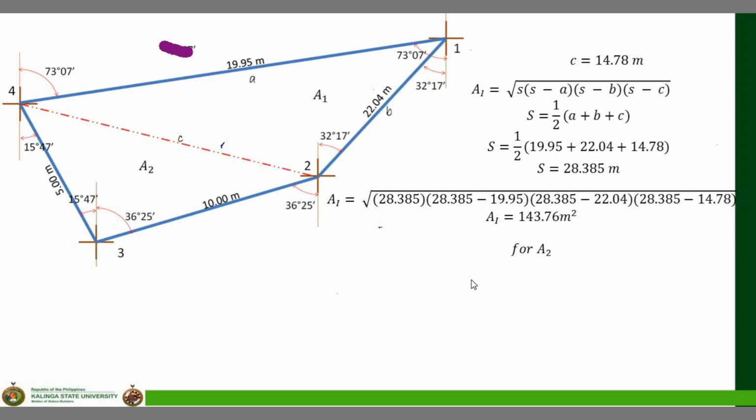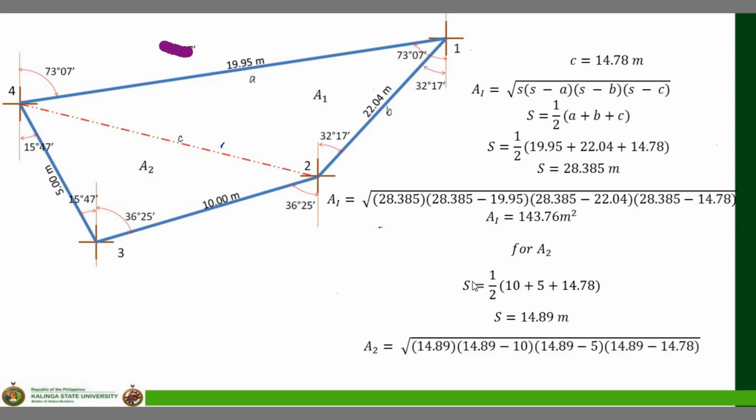So, for area 2, still I'm going to use Heron's formula. So, wherein my S is equal to 14.89 meters. So, for area 2, ang A ko ngayon ay si 10, my B is 5, and my C is 14.78. So, ang lumabas sa calculator ko for S, that is equal to 14.89. And makukuha ko ngayon yung area 2, which is equal to 8.9 square meters.